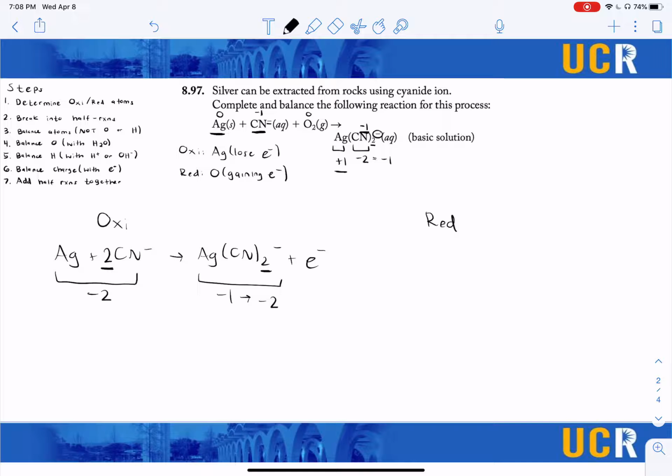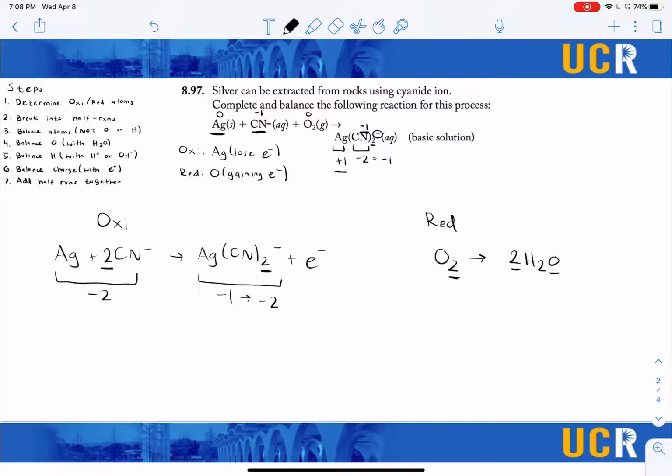So next is going on to the reduction. That's going to be O2. As you can see, there's nothing on the right side in the initial reaction. So what we're going to have to do is balance it. To balance the O2 and any oxygen, you want to add water. Since there's 2 oxygen on the left side, we want to add 2 H2O on the right side. So now we have 2 oxygen on the right side.